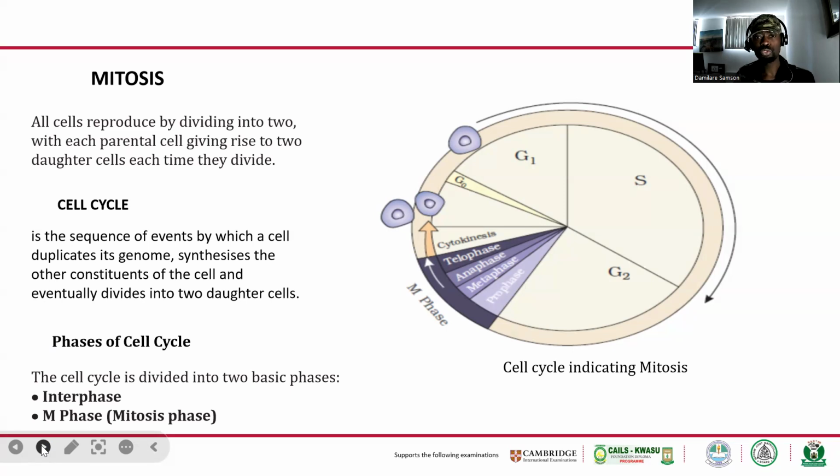Now, we talk about the sequence of events. If you look at the diagram beside it, that's an example of the sequence of events that occur before there will be synthesis of more constituents of the cells.